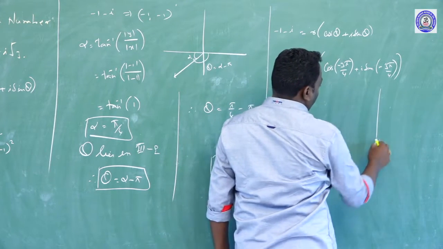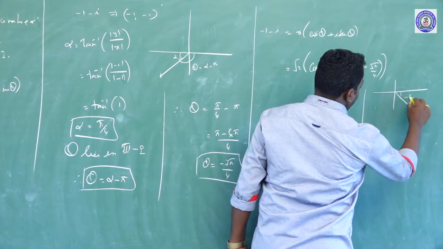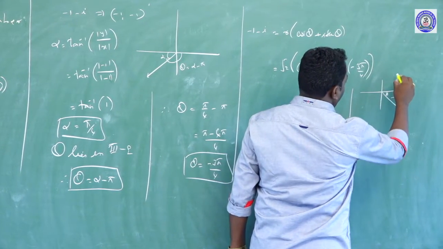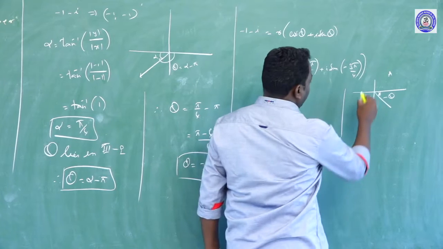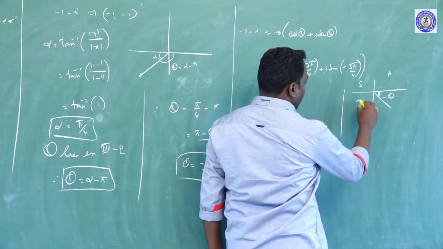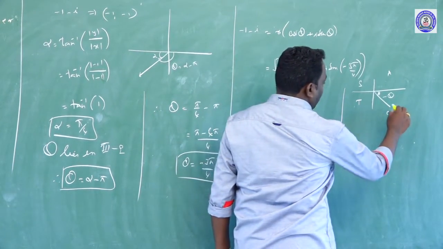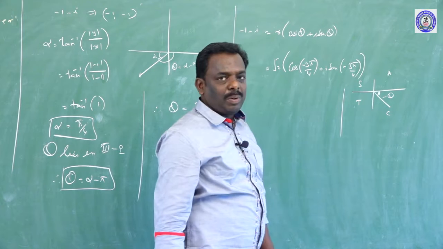Now we recall one of the properties of the fourth quadrant: negative angle, minus theta. Here all are positive. Sin and its reciprocal cosecant are positive. Tan and its reciprocal cot are positive. And cos and its reciprocal secant are positive.